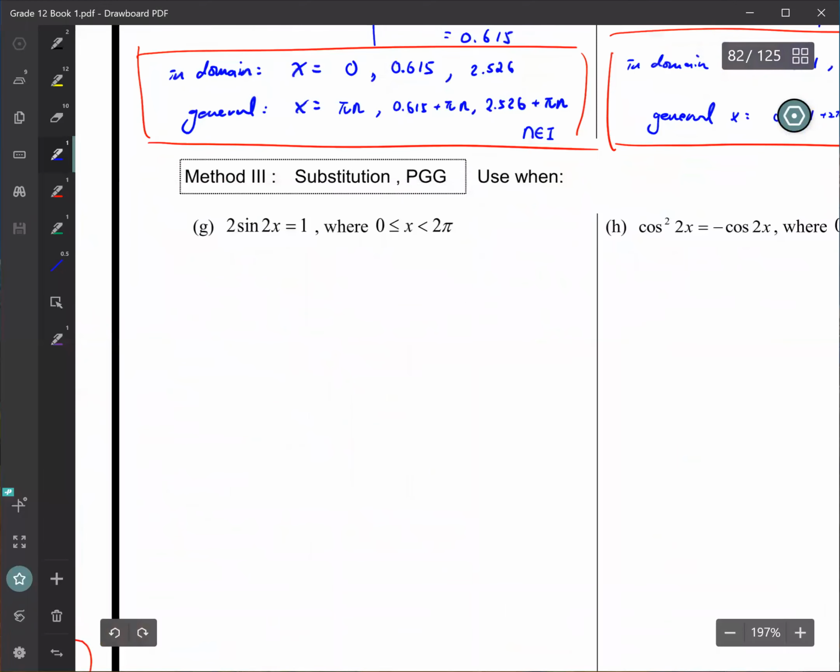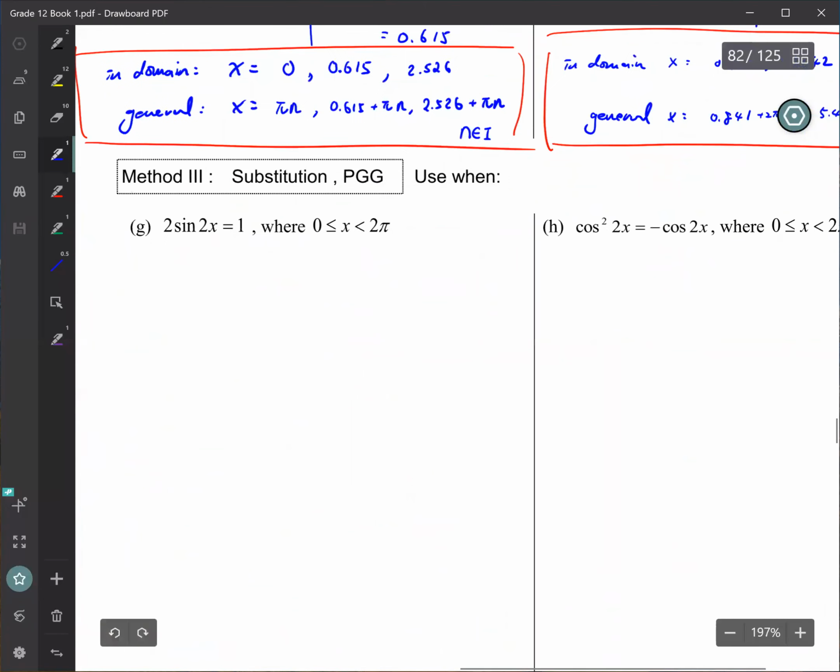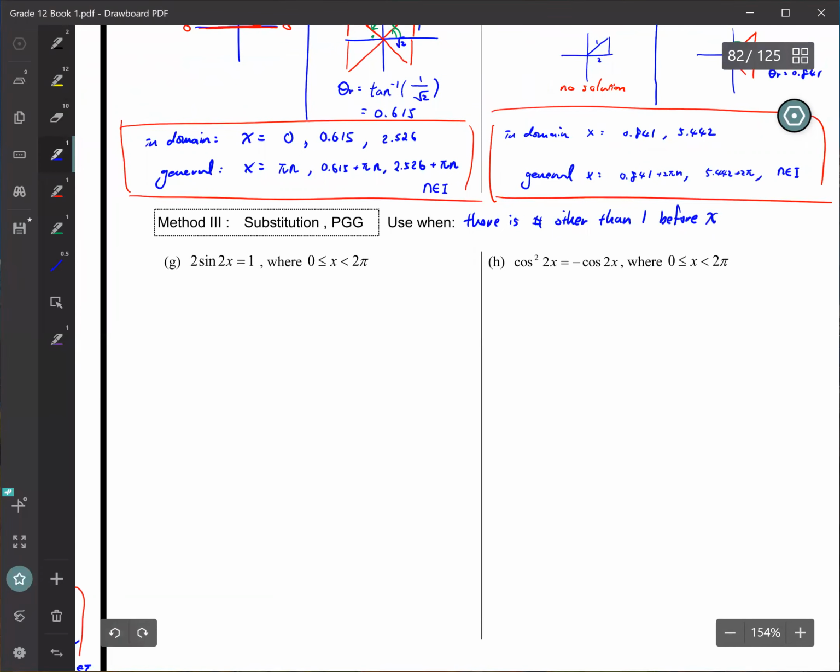So in method 3, you will use this method when there is a coefficient, or there's a number other than 1 before x, right? But it doesn't have to be x. It could be theta. In the homework, maybe they put 2 theta. It's the same thing. It's just a variable. So before the variable x, or before theta.